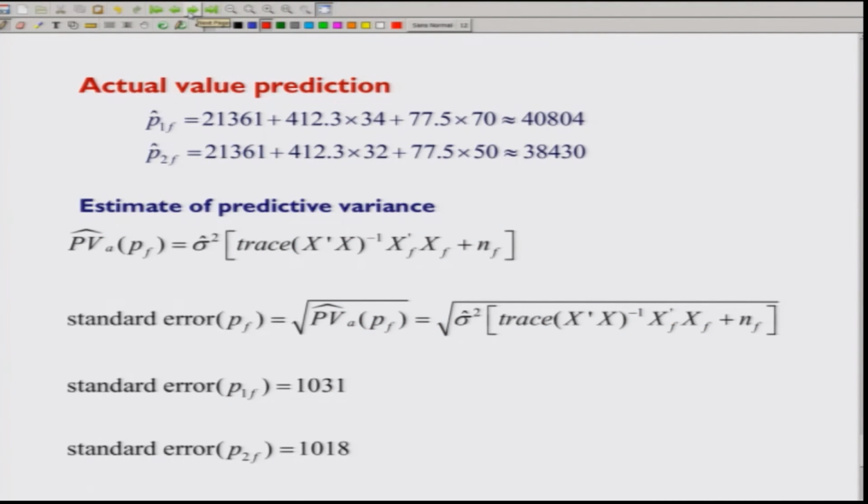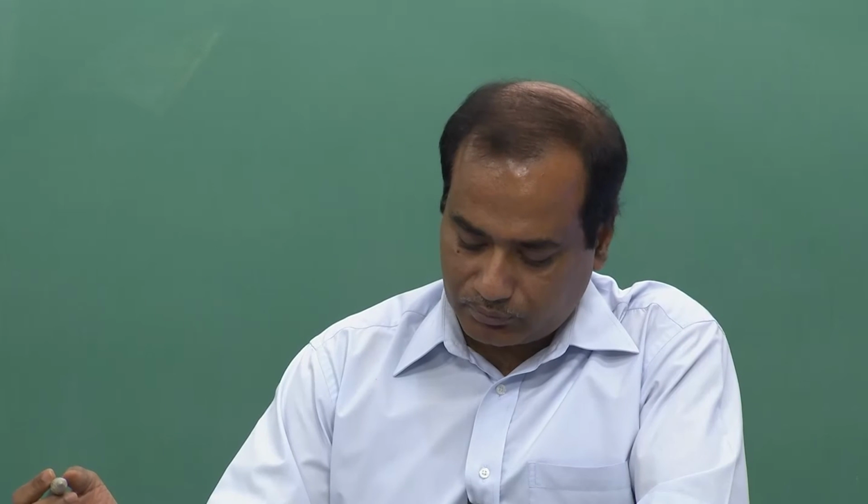Up to now we have considered the average value predictions. Now again, as we have seen, the predictor remains the same in both cases, whether we are interested in average value prediction or actual value prediction. So these two values will remain the same as earlier, but the difference will come when we try to find out their standard errors.